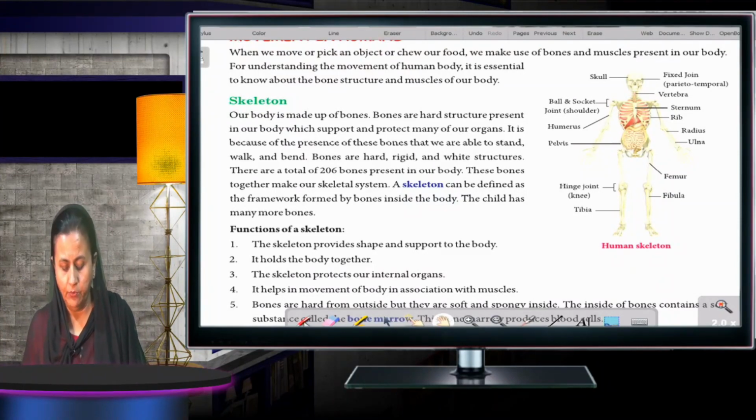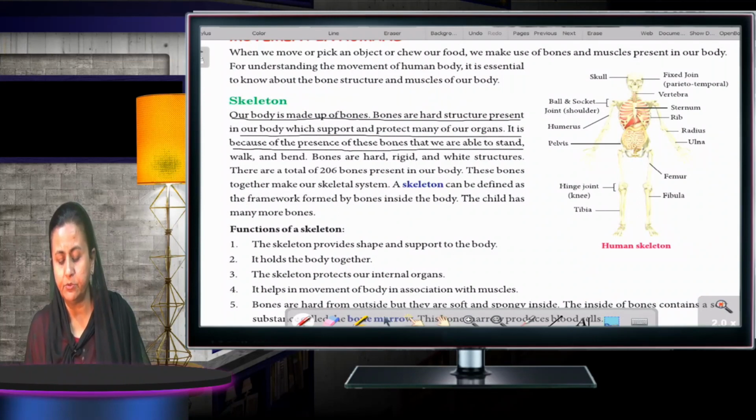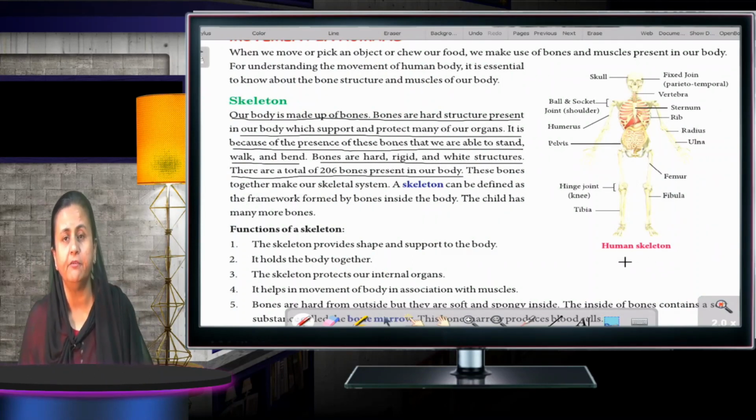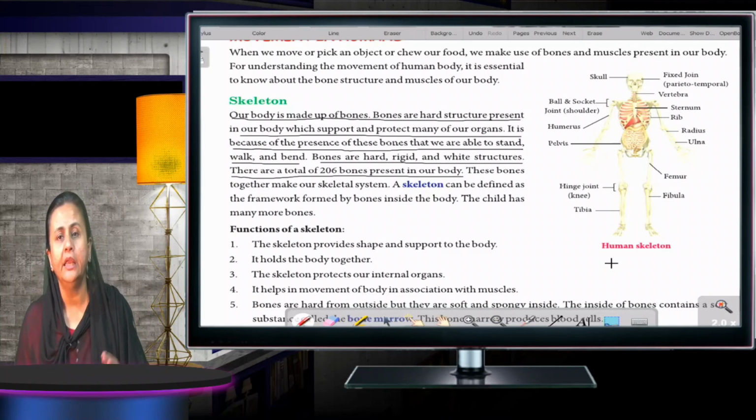Now a body is made up of bones. Bones are hard structures present in a body which support and protect many organs. It is because of the presence of these bones that we are able to stand, walk and bend. Bones are hard, rigid and white structures. There are total 206 bones present in a body. Children, an adult body has 206 bones, but when a child is born, it has got more than 206 bones.